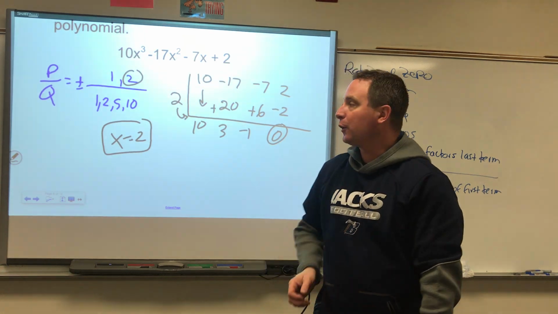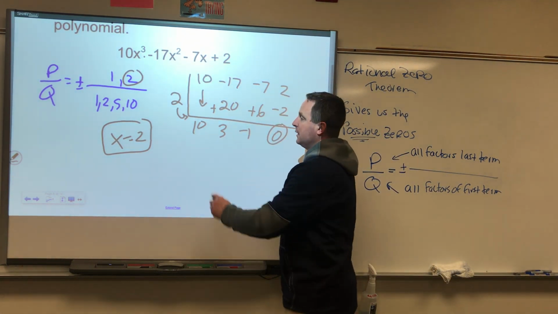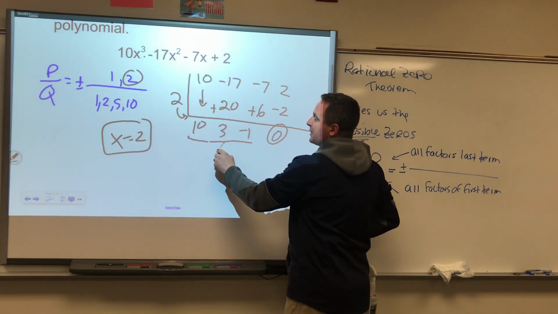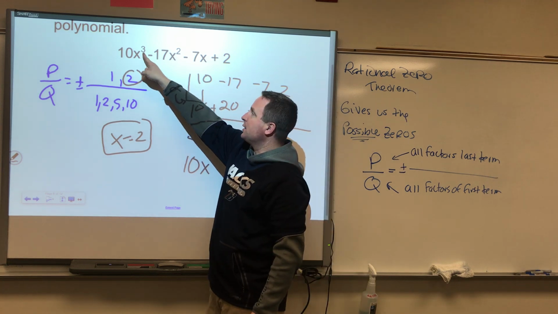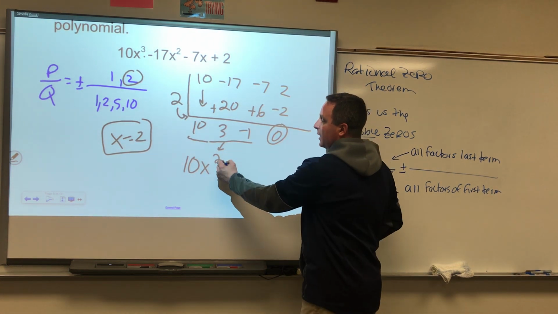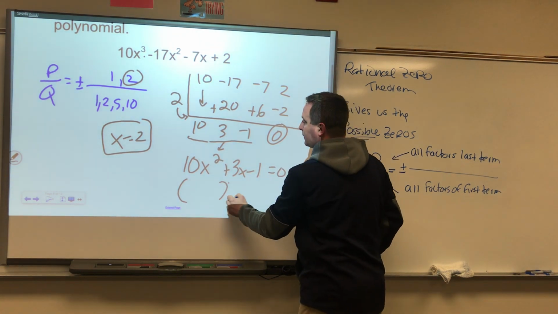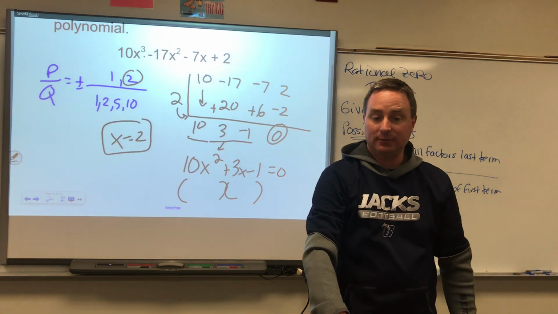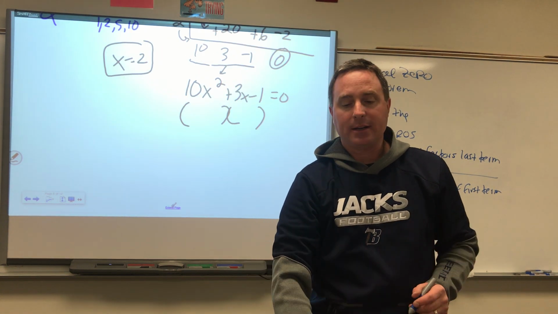Okay, and now to find the other ones, again, this is a third power, so we should have a total of 3. I take this stuff right here and I change it back to a polynomial. It's 10x squared. Remember, if this was a third power, this is always one less. 10x squared and then plus 3x minus 1. And then we're going to try and factor that.